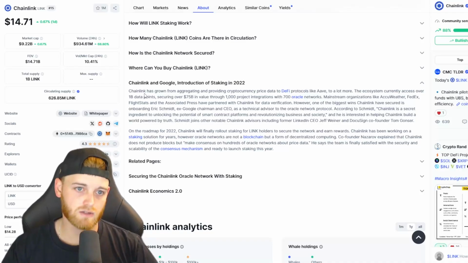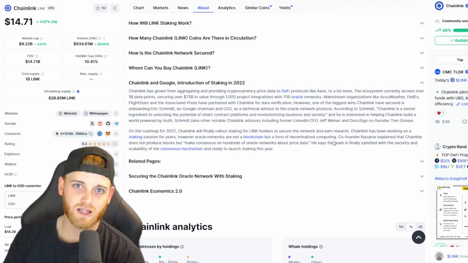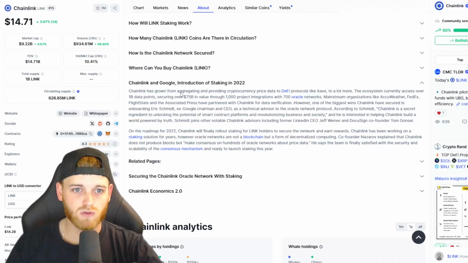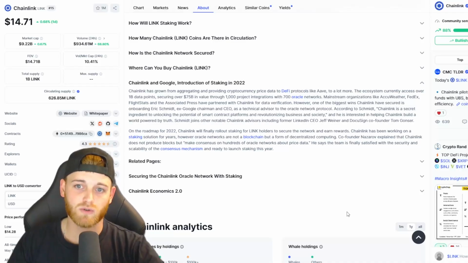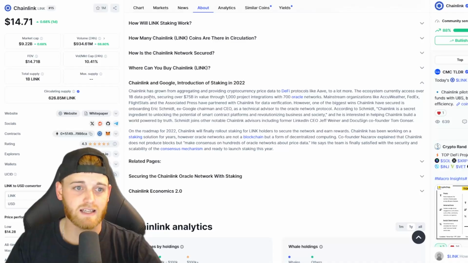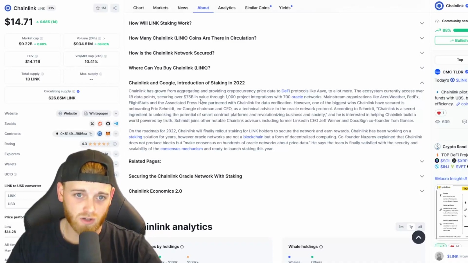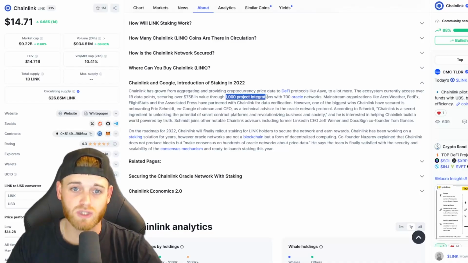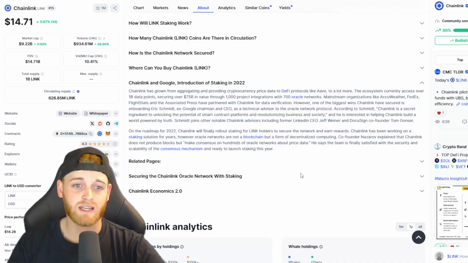Okay, so let's go on to a bit about the growth here before we get into the lovely price action. So Chainlink has grown from aggregating and providing cryptocurrency price data to DeFi protocols like Aave, and you can see the ecosystem here currently has access to over 1 billion data points, securing over $75 billion in value through 1,000 project integrations with 700 Oracle networks. Crazy, okay, crazy. So it just shows that they have got a lot of things going on behind the scenes here, a lot more than a lot of other blockchains that we have seen.